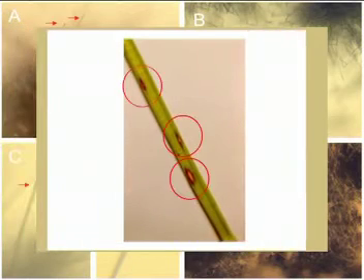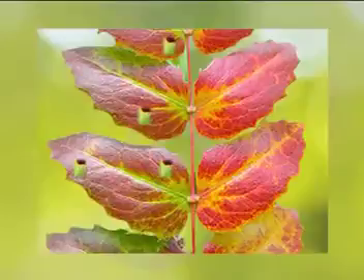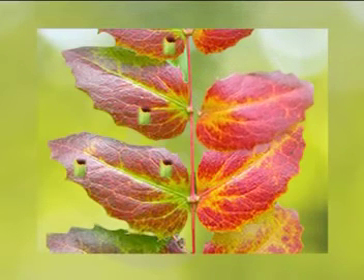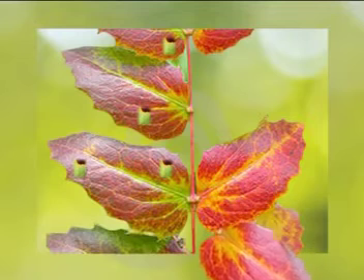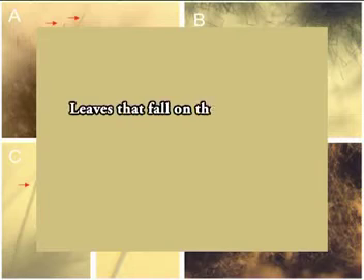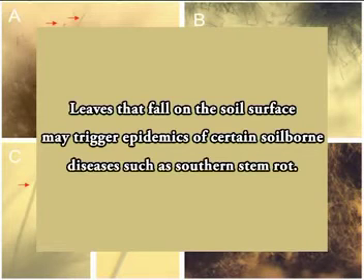Spots with an irregular shape can also develop on leaf petioles and plant stem. It can lead to defoliation and reduce yield if not controlled by fungicide sprays. Leaves that fall on the soil surface may trigger epidemics of certain soil-borne diseases such as southern stem rot.